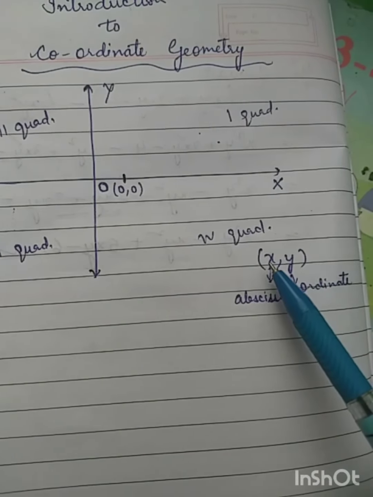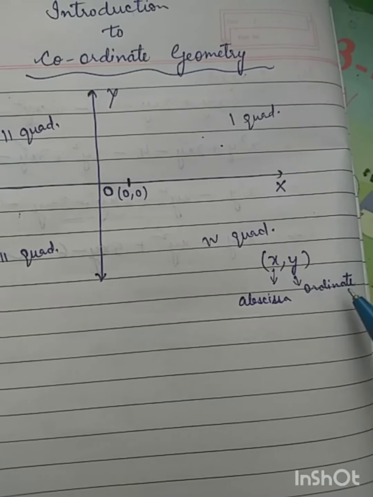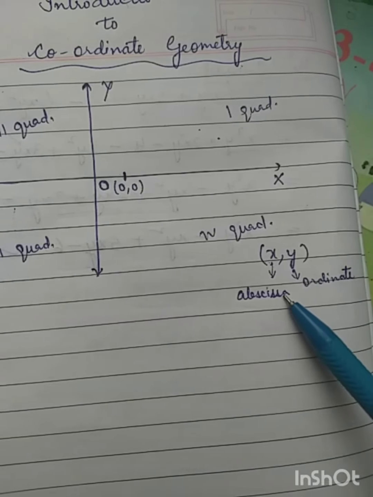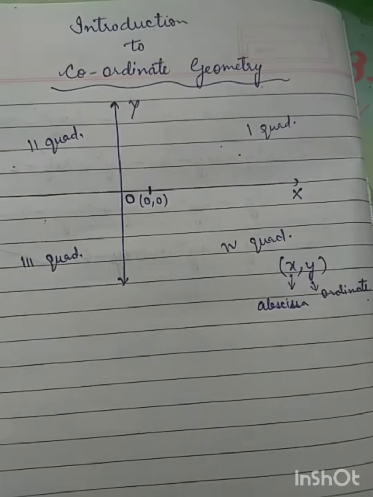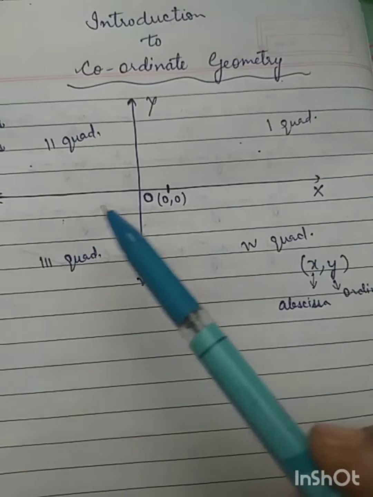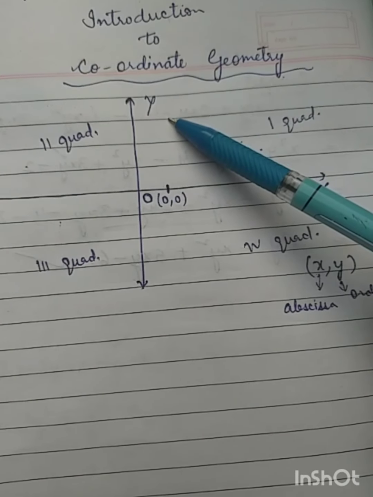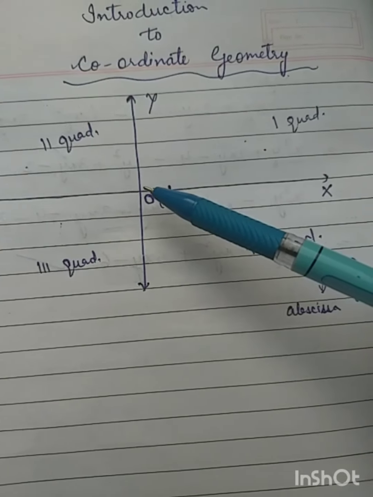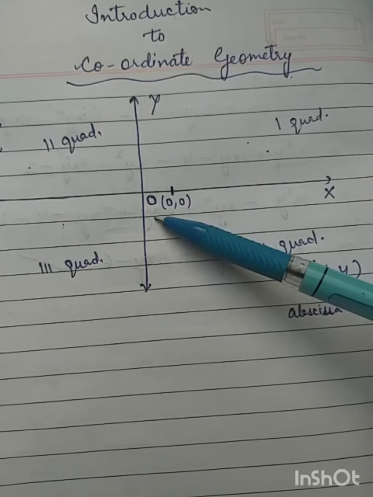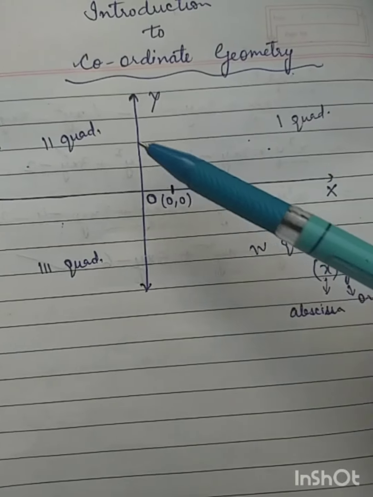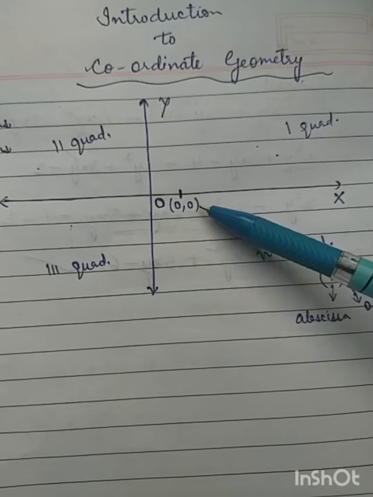The coordinates are in the form of (x, y). The first place is given for x and the second for y. The value of x is known as abscissa and the value of y is known as ordinate. This horizontal axis is known as the x-axis and this vertical axis is known as the y-axis. Both of these axes intersect at point O. This is the point of origin, whose coordinates are (0, 0).